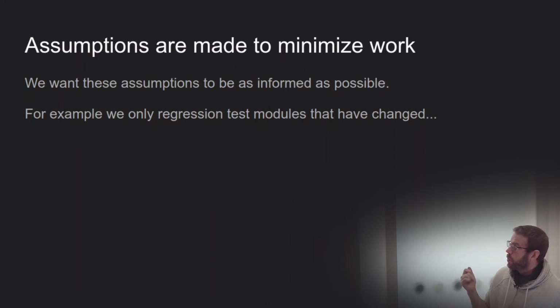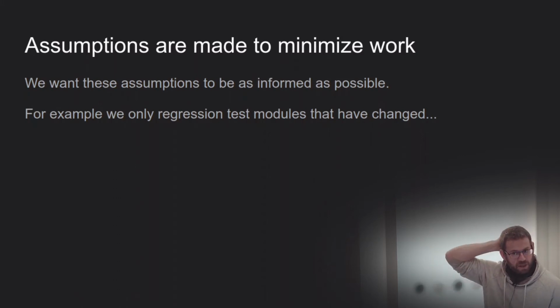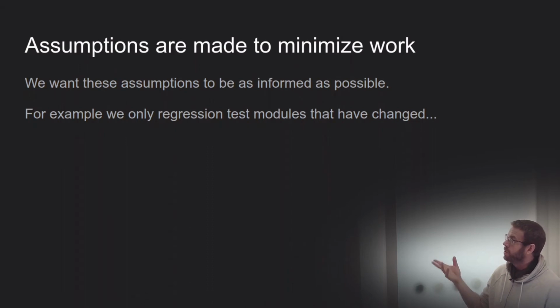We want these assumptions to be as informed as possible. And one such assumption could be like this. When we're going to run our tests, let's only run the tests for the different parts that have changed. Let's not run every test. Let's run those that the code changed for. So that is an assumption to regression test only the changed parts.